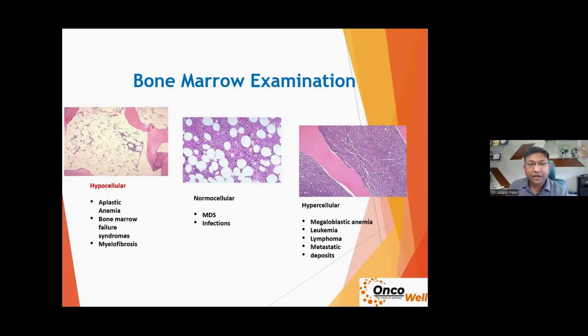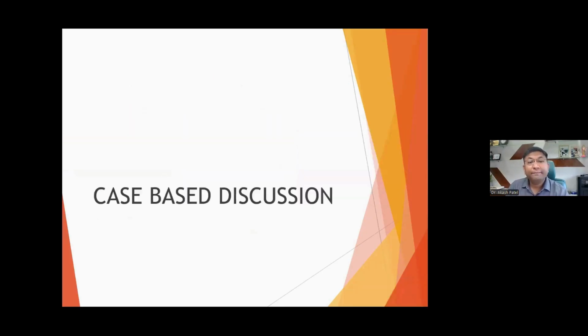If we find hypocellular marrow in bone marrow examination, then there is possibility of aplastic bone marrow failure or myelofibrosis. For normocellular, myelodysplastic syndrome and infections. And hypercellular marrow will be suggestive of megaloblastic anemia, leukemia, lymphoma, or sometimes metastatic deposits from other solid tumors like breast cancer or lung cancer.